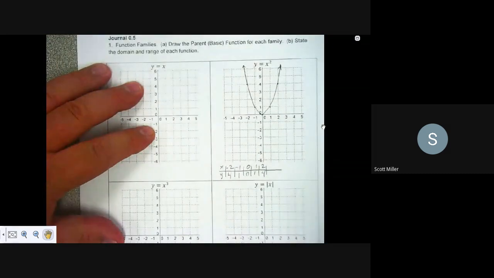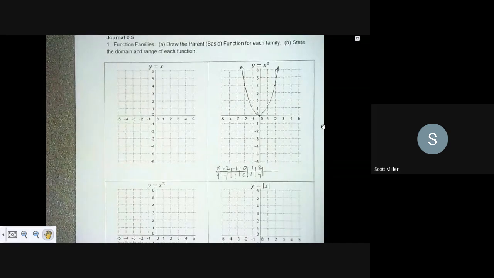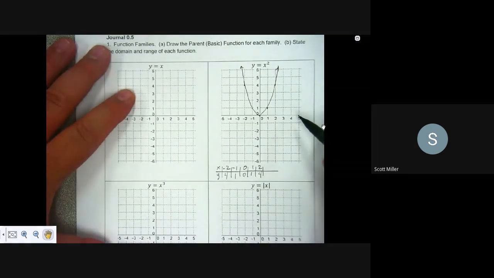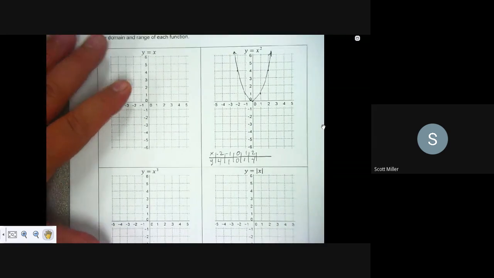Arrows on the end. So that's the parent function, your x squared. All other x squared graphs are based off of this one right here. This is the parent one. All of the others are related to this one in some fashion. And we will discuss that in more detail later.